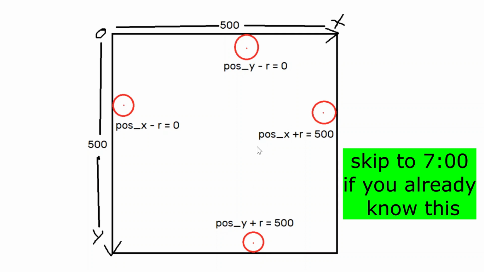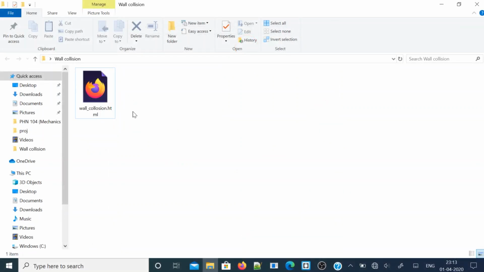So this is how our program will check for collision, and if the collision is occurring, the corresponding component of the velocity will be reversed. So this is what we're going to start with.